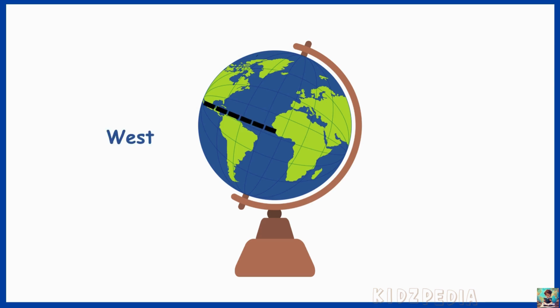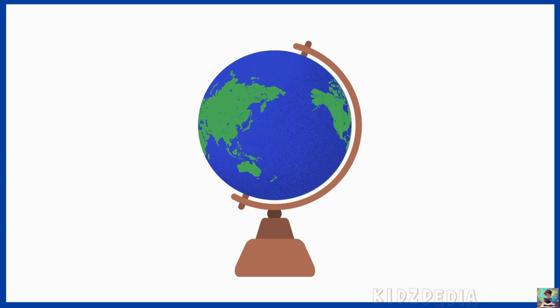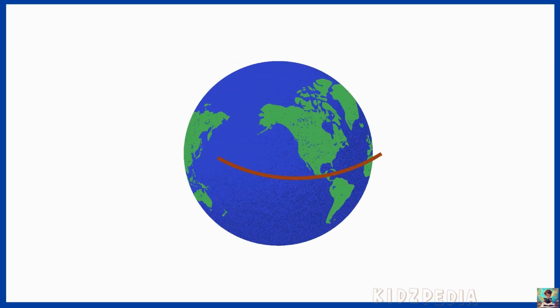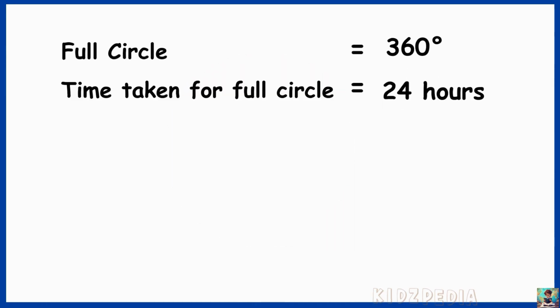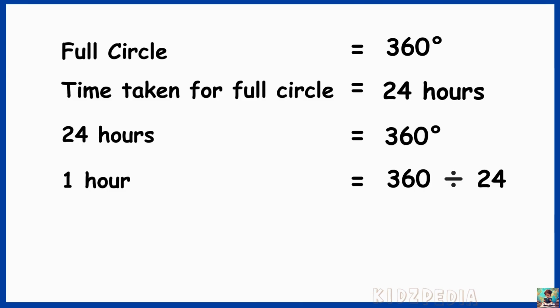The earth spins around like a top. This spin is called rotation. It turns from west to east and it takes 24 hours, that is one whole day, to make one full turn. A full turn is like turning in a big circle, and a circle has 360 degrees. Since Earth turns 360 degrees in 24 hours, to calculate how much it turns in 1 hour, we divide 360 by 24, which is equal to 15. So, Earth turns 15 degrees every hour. That means for every 15 degrees, 1 hour passes.